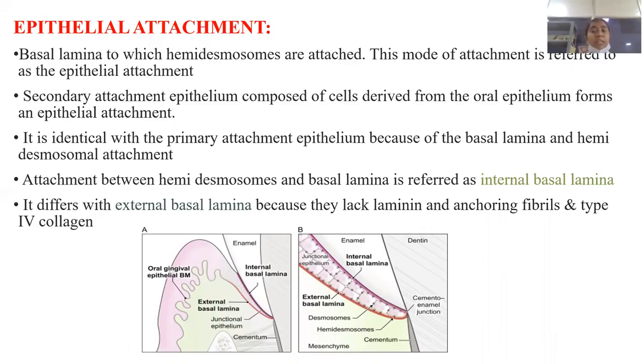So remember, two types of basal lamina: internal basal lamina and external basal lamina. Internal basal lamina is the attachment between the hemidesmosomes and the basal lamina. Whereas the external basal lamina differs from the internal basal lamina because it lacks laminin, anchoring fibrils and type 4 collagen, which we saw earlier in part 1 of oral mucous membrane. So these two pictures show the internal basal lamina and the external basal lamina.